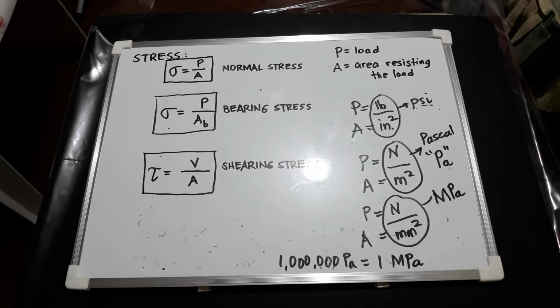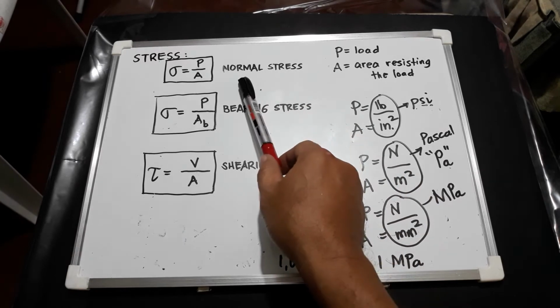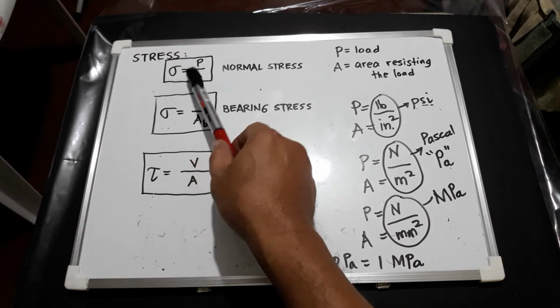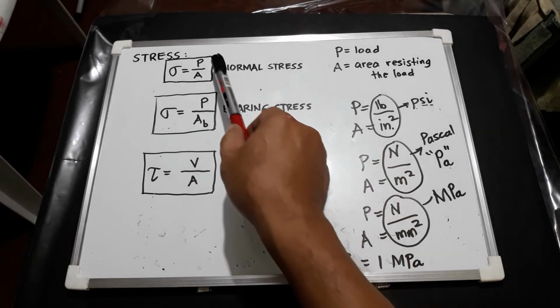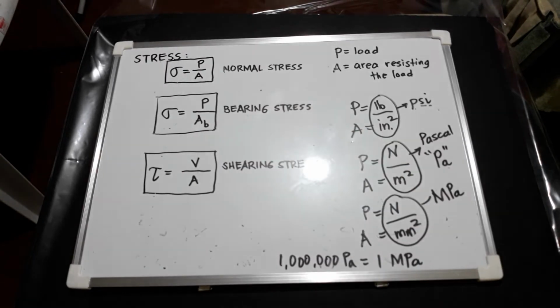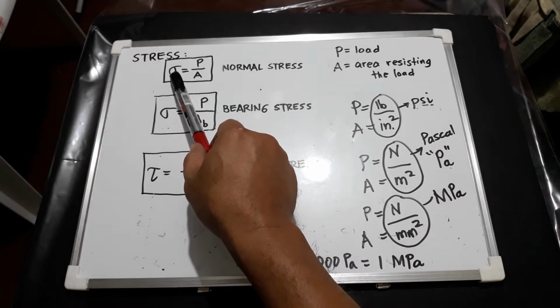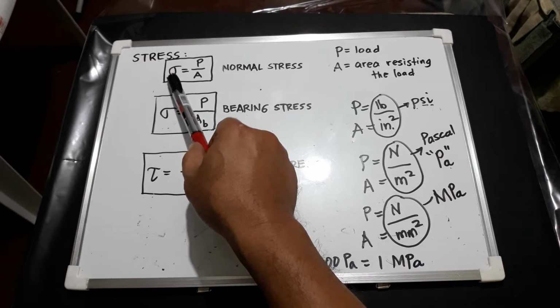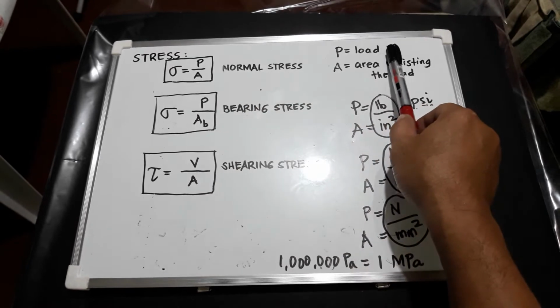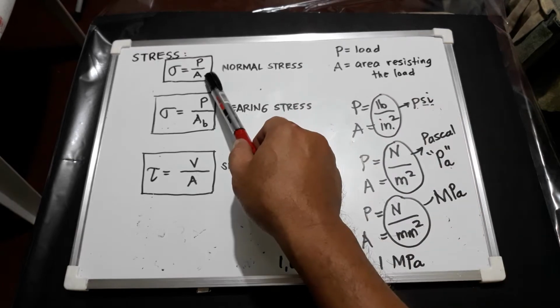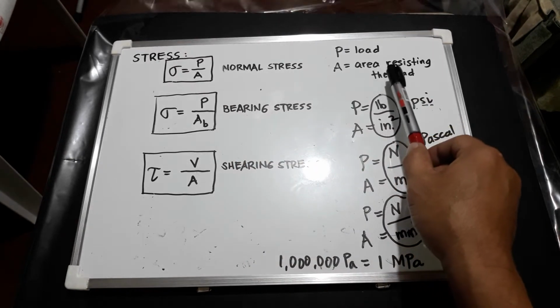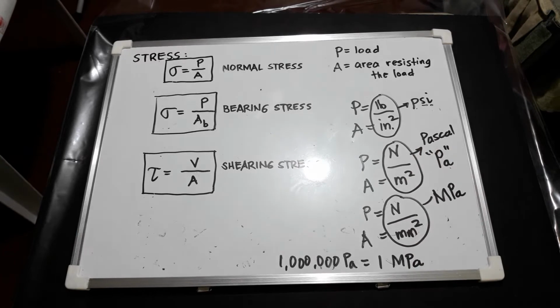Hello. This time we are going to learn about stress. So stress has the formula sigma is equal to P over A. That is for normal stress, and this is the general equation for stress. Sigma is the symbol for stress value. P here is the load carried by the material. A here is the area in the material that is resisting the load.